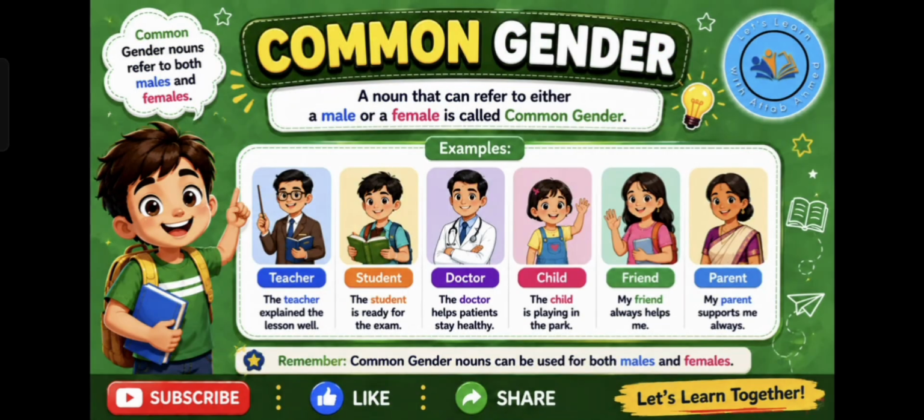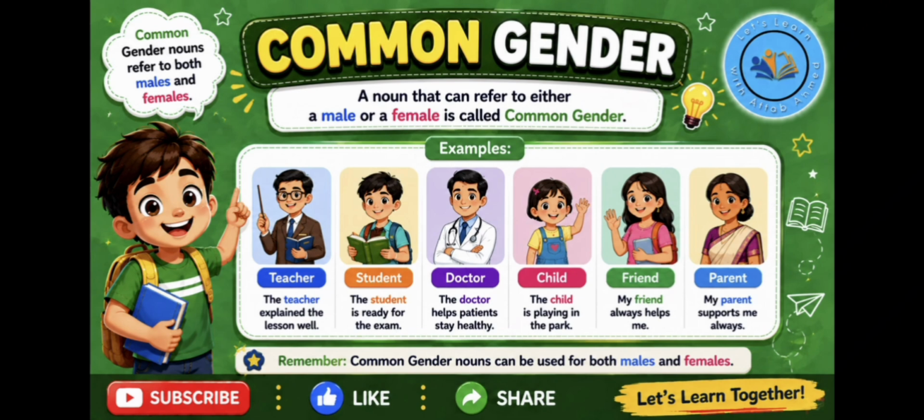Now let's understand common gender. A noun that can refer to either a male or a female is called common gender. These nouns do not specifically indicate whether the person is male or female. Look at the examples. Teacher. The teacher explained the lesson well. A teacher can be a man or a woman.